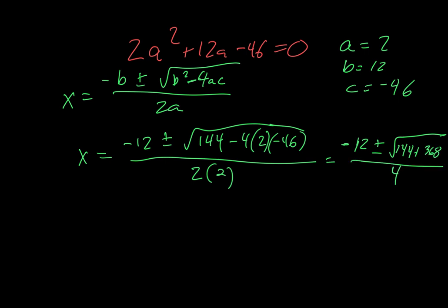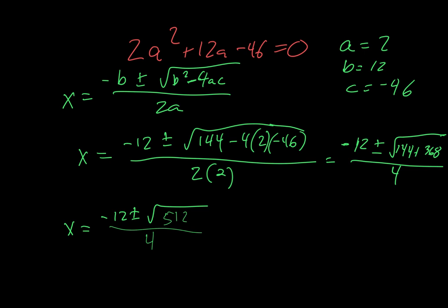All over 4. So x equals negative 12 plus or minus the square root of 144, and it's plus there. Negative times a negative. That's why it's plus. Square root of, is that right? 422? No, that's not right. 512. Thank you. Way better. All over 4.